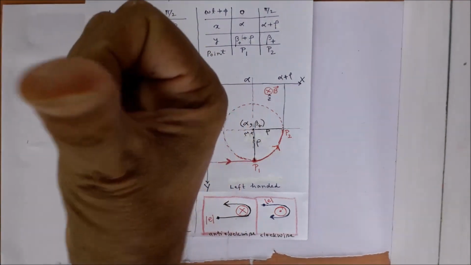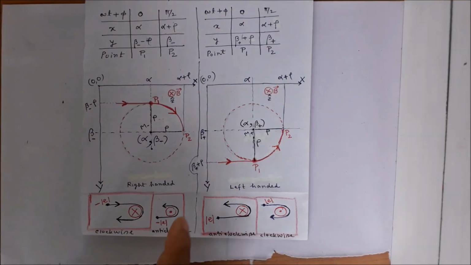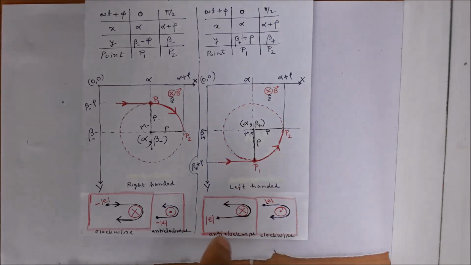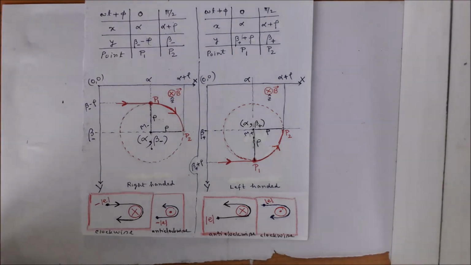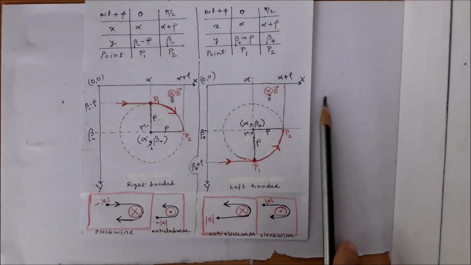Now if B is upwards, the negative charge will trace a right-handed circle, but the positive charge will trace a left-handed circle. So negative charge follows a right-handed circle. This is something we can remember.